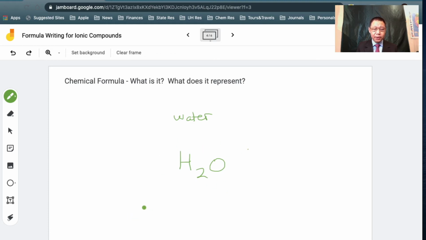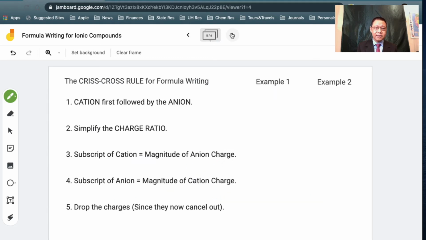Now, it's important for you to remember that a compound should always obey the law of electron neutrality. Let me write it down. Law of electron neutrality. What that means is that your compound should always be electrically neutral, meaning zero charge. So let's go to the steps in writing the chemical formula. The rule is called the Criss-Cross rule, and there are a couple of steps to it. I broke it down for you.